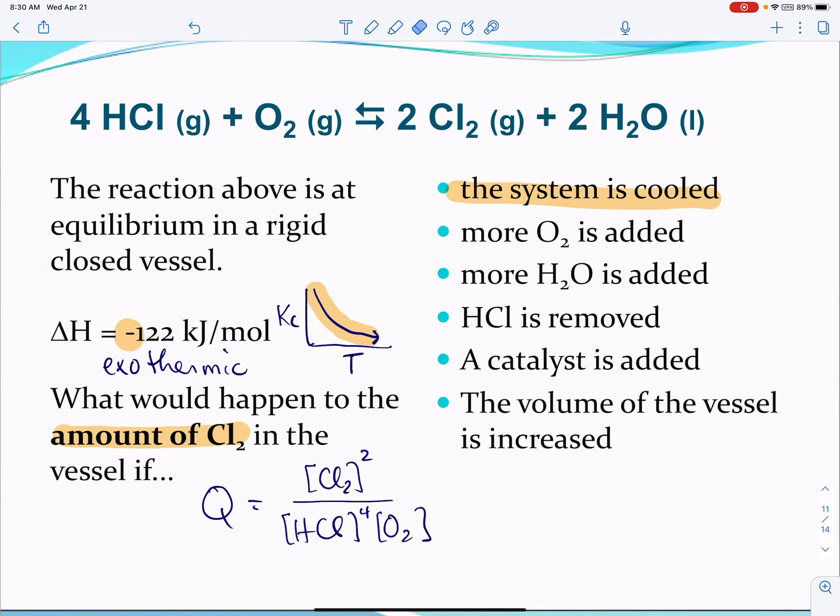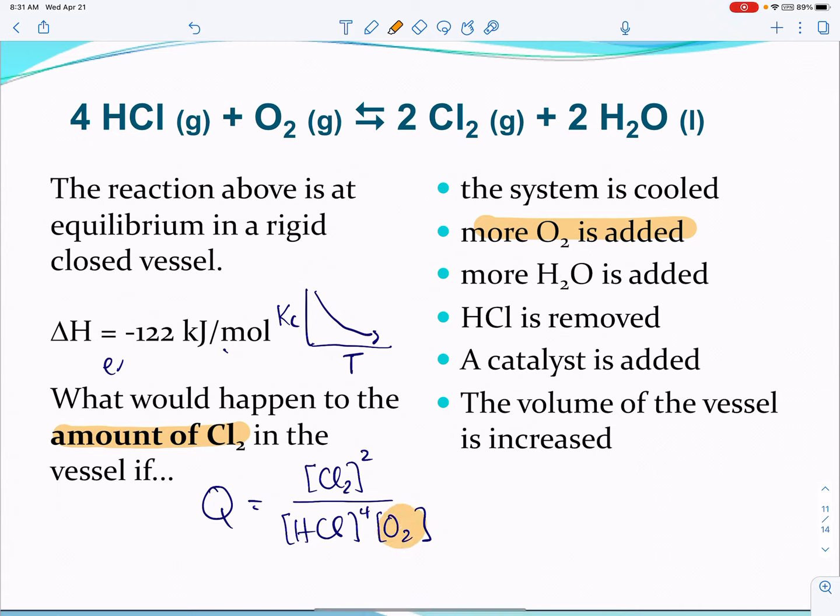All right, so let's look at another one. Okay, so the second stress tells us that we've added more oxygen. So jot that down. We're adding more oxygen. What will happen to the amount of chlorine as a result of that? Well, first thing is to look at Q.